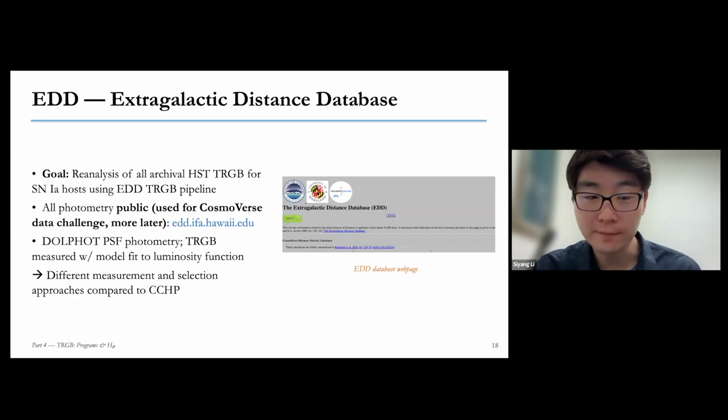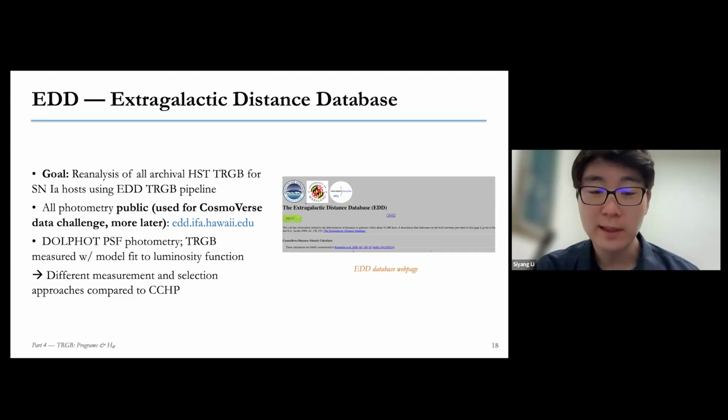Another major group that uses the TRGB and measures TRGB distances is the Extragalactic Distance Database team, or EDD. They have a very well-organized and public database containing the photometry and data that they use in TRGB measurements in many, many galaxies, not limited to these Type 1a supernova hosts. There are hundreds of galaxies they measure distances to.